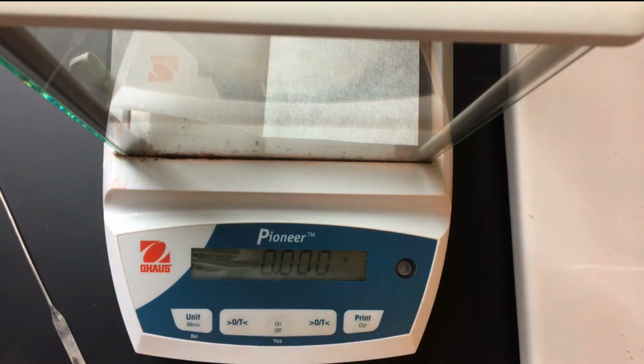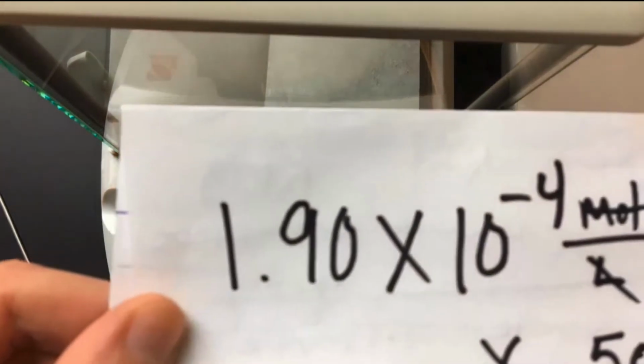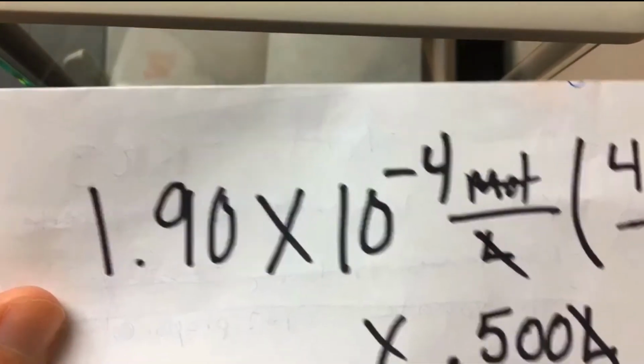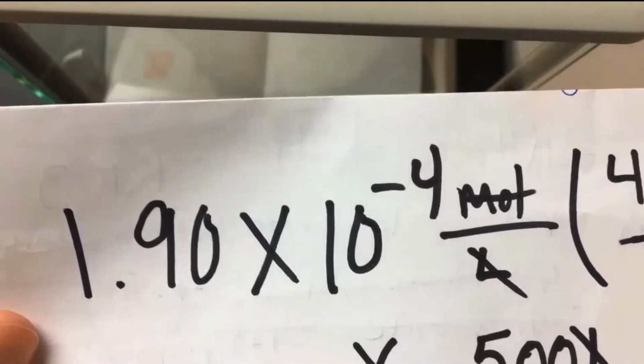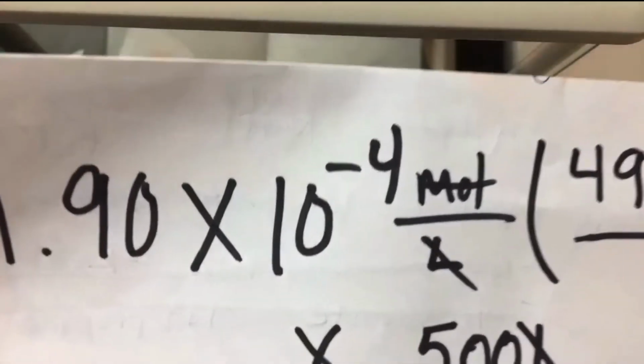In your pre-lab, you were supposed to calculate the amount of Allura Red, also known as red dye 40, that you need in your stock solution. We're going to go through the math quickly. Your solution is supposed to be 1.9 times 10 to the negative 4th molar.